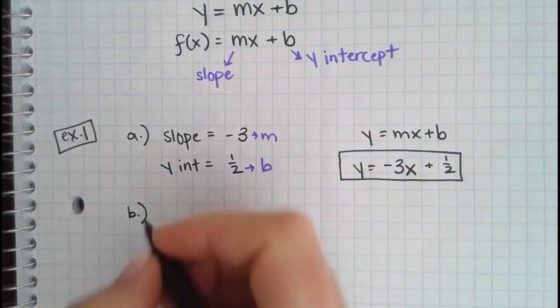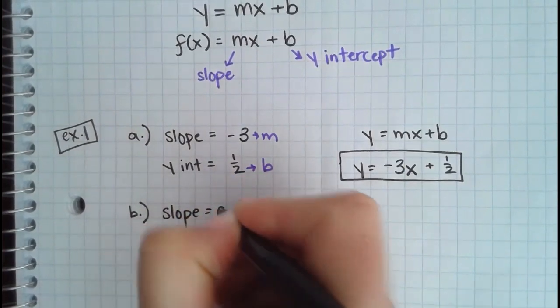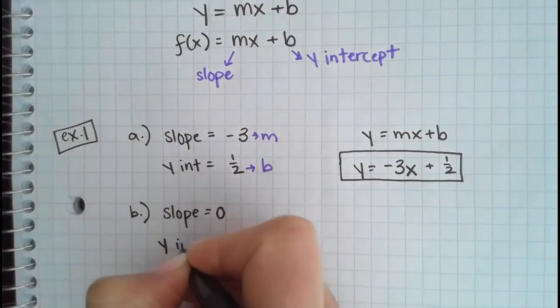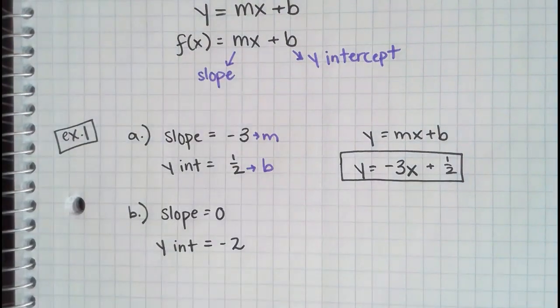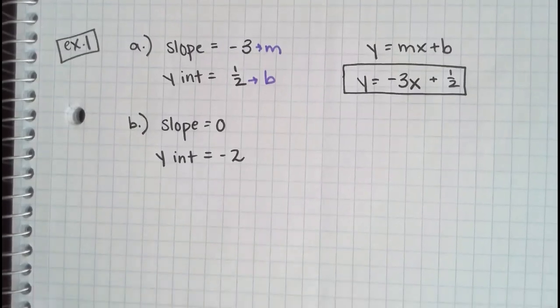This one says when the slope equals 0 and the y-intercept equals -2. Couple ways you can think about this. What does a line look like when its slope is 0? Joey? Just a horizontal line, right? So it does not have a slope. So this is going to be the equation of a horizontal line.